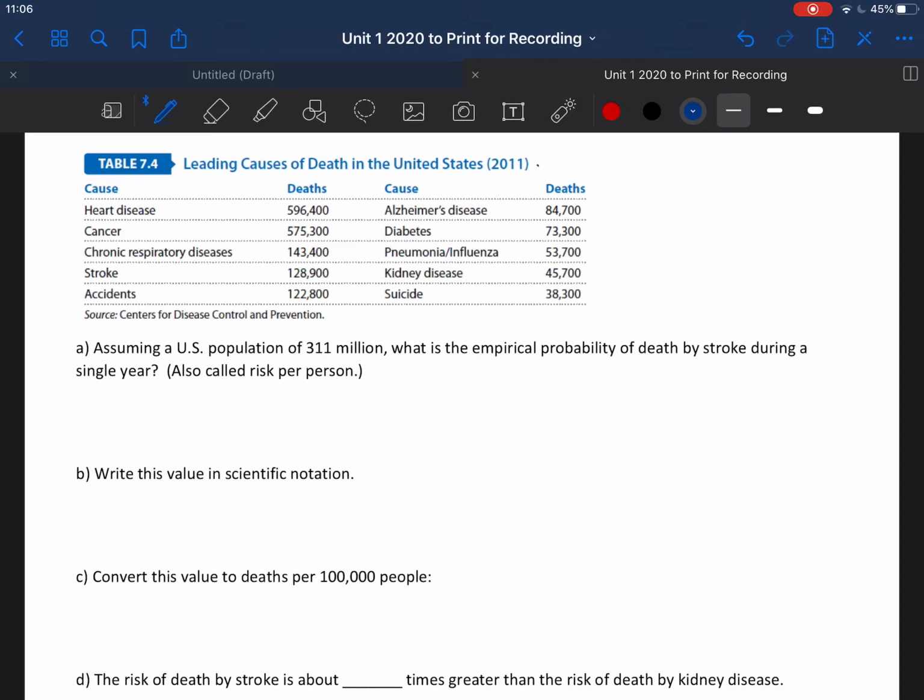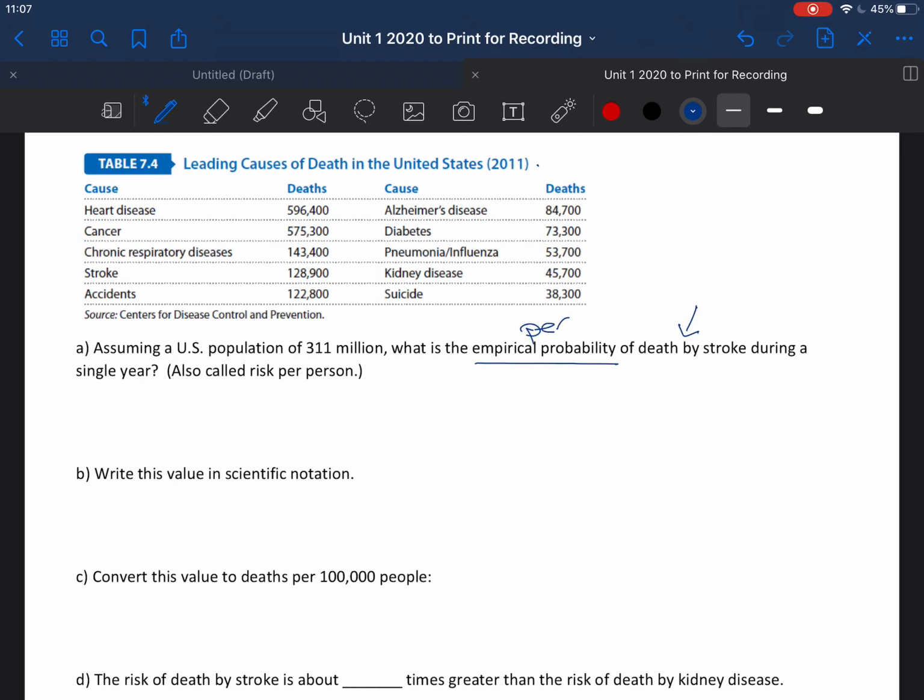So we see that there are 10 different causes listed here, and we're going to do some calculations. So the first question is, assuming the U.S. population is 311 million, what is the empirical probability of death by stroke during a single year? Now, when you see empirical probability, this just means the ratio using the exact data that you have. So this is the risk of death by stroke.